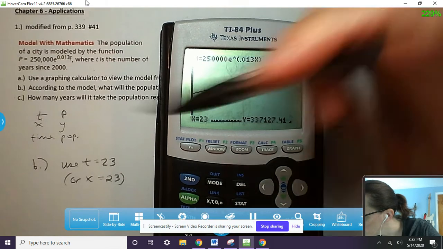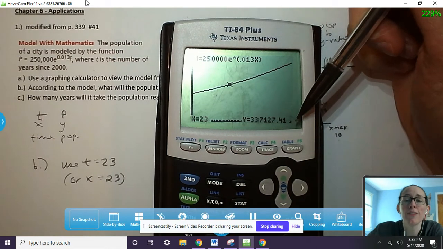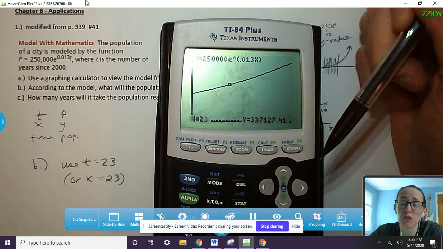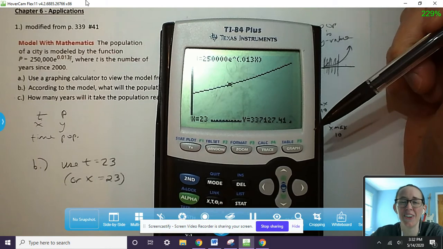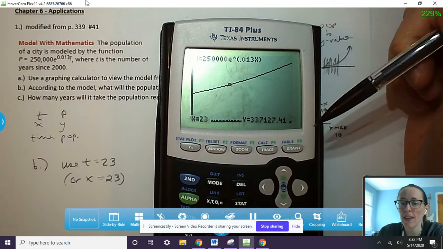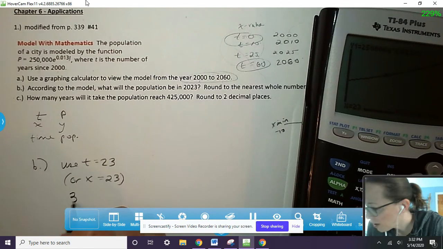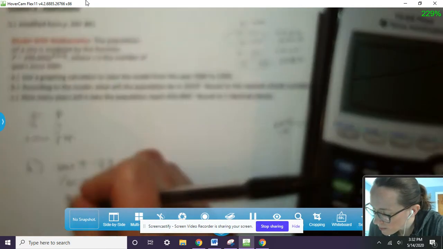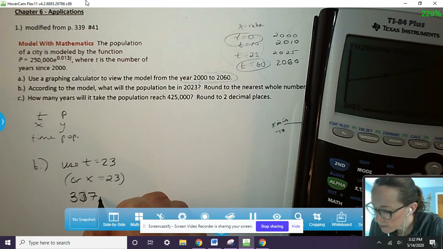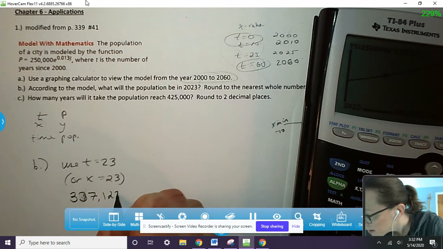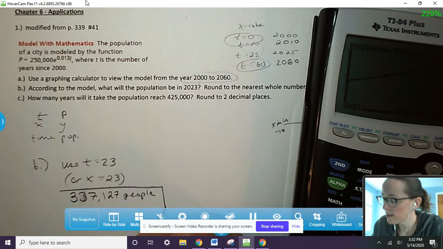So it's 337,127.41. It says to round to the nearest whole number. That should make sense because we're talking people. We don't want 0.41 in our calculations here if we're talking number of people. So we're just going to round that down, and we get 337,127. And I'll put people because we're talking about the population of a city.